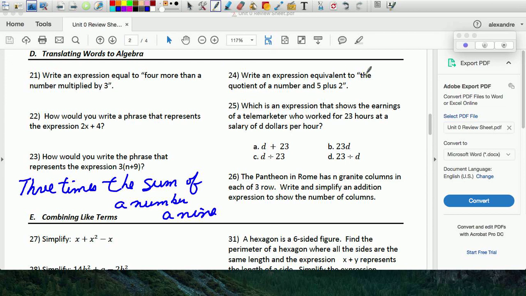Write an expression equivalent to the quotient of a number and 5 plus 2. So the quotient means division. What are we dividing? A number and 5 plus 2. Honestly, this one the way it's written is probably incorrect. The quotient of a number and 5, there should be a comma here. It should be plus 2. There should be a comma. Okay.